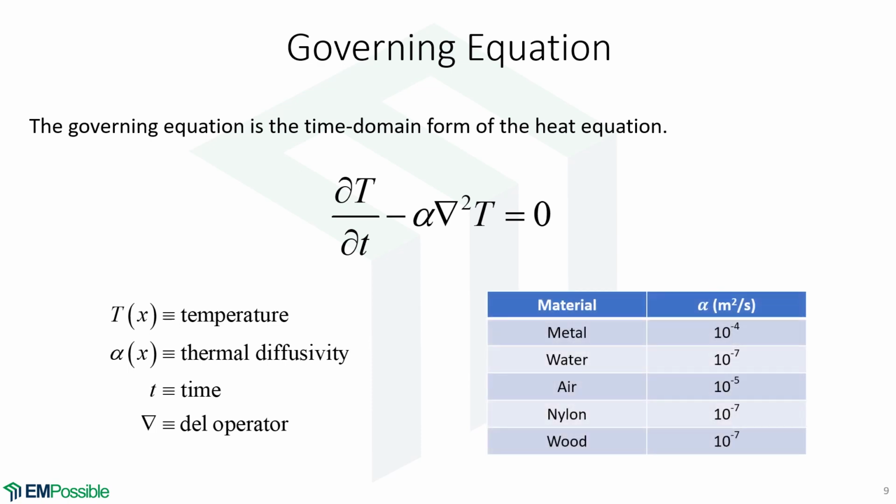Just to give some numbers here, here's what the thermal diffusivity looks like for a bunch of different materials. Of course, we know intuitively heat will travel very quickly through metal, and that has the highest thermal diffusivity, or it's the most dense medium. As it gets less dense, it takes heat longer to travel through it. So that's our heat equation. That's what we want to solve.